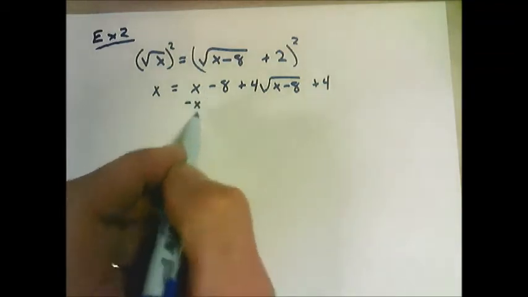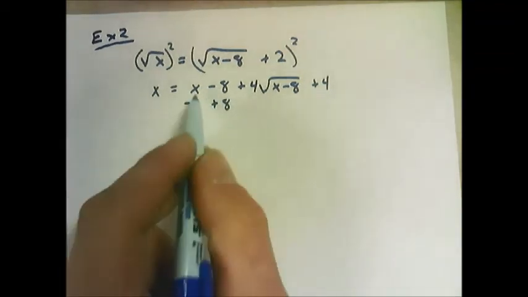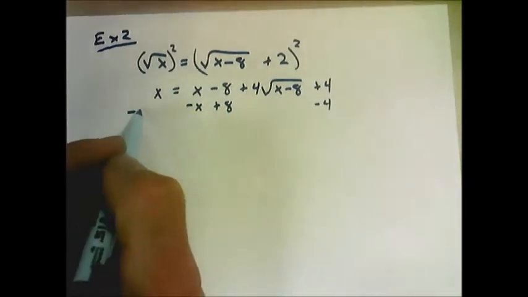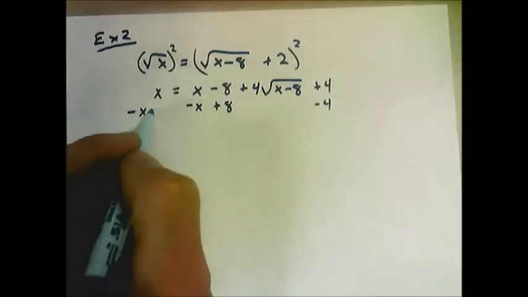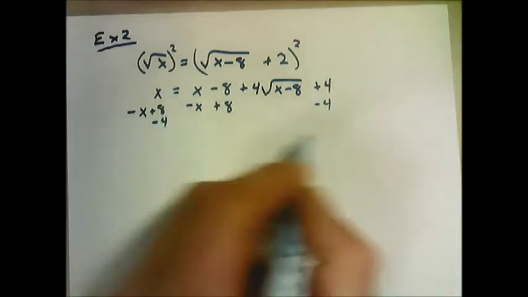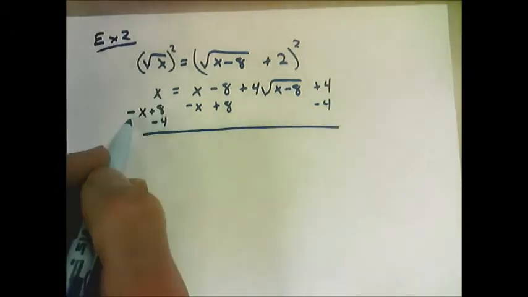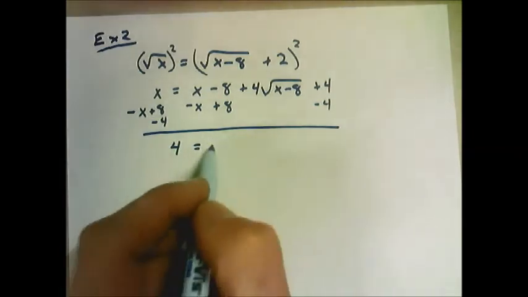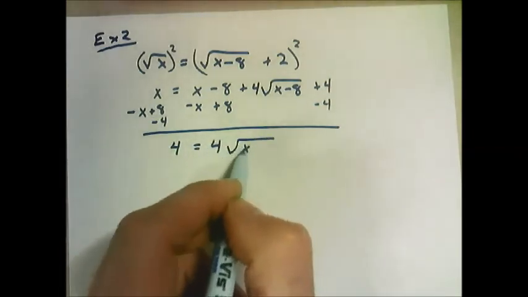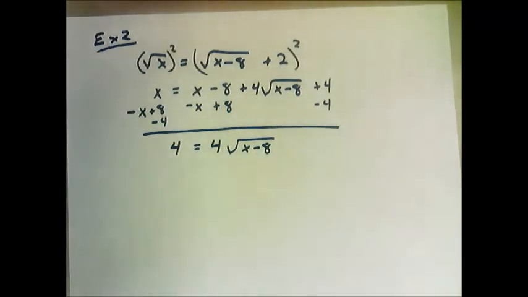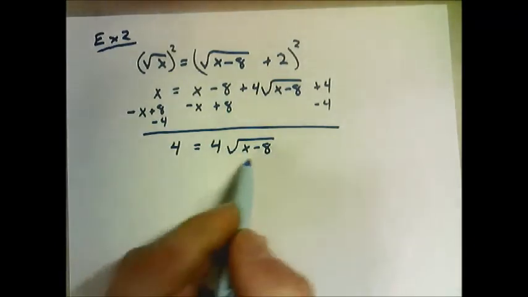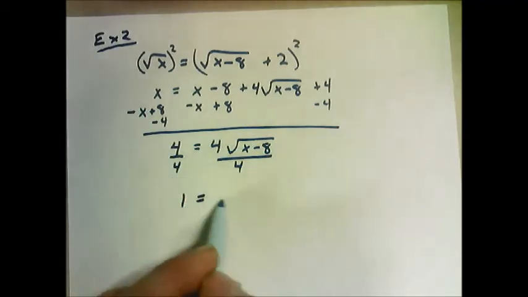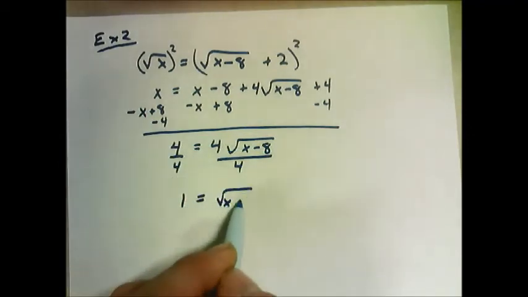So I'm going to subtract x, add 8, and subtract 4 from both sides. So subtracting x, adding 8, and subtracting 4. My x's cancel, and 8 minus 4 gives me 4, and that's equal to 4 square roots of x minus 8. Solving for the radical, I can divide by 4, so we end up with 1 equals the square root of x minus 8.